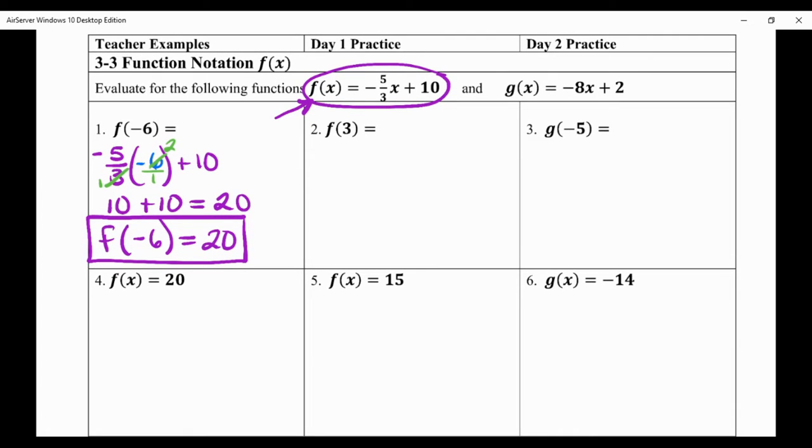For number 4, we want to use the same function. We want to use the f function. And this time we want to find the value of x when the function equals 20. So we're going to take the function and this time set it equal to 20 and solve for x. So first we want to subtract 10 from both sides.